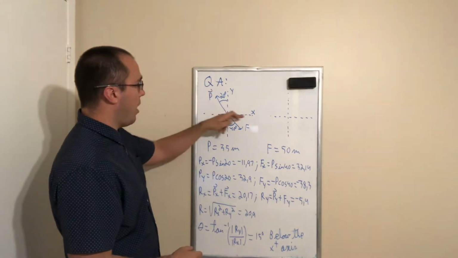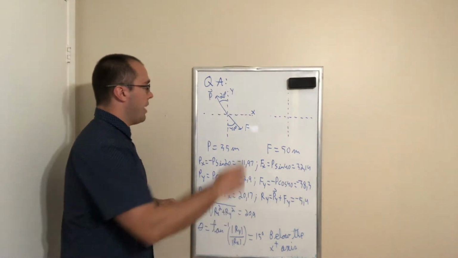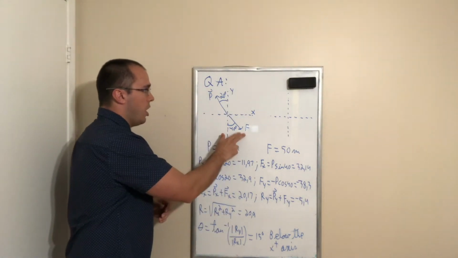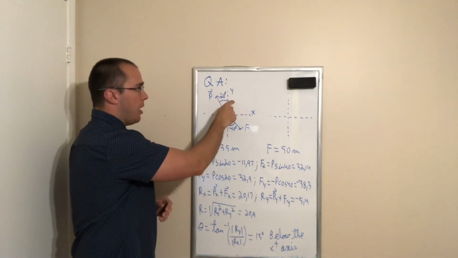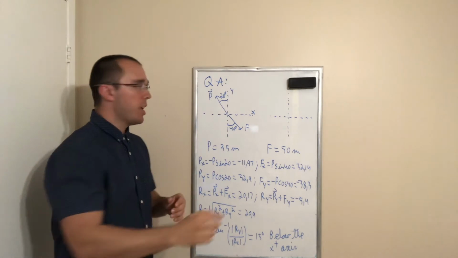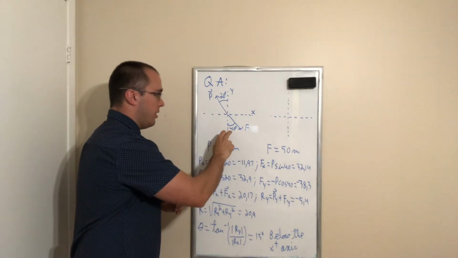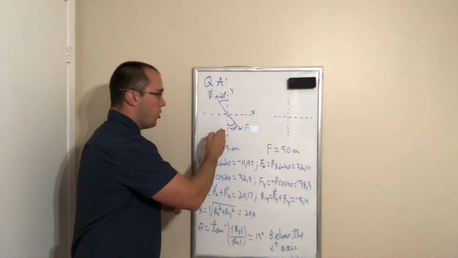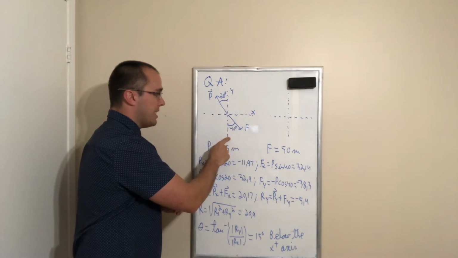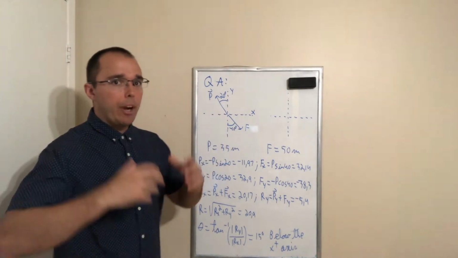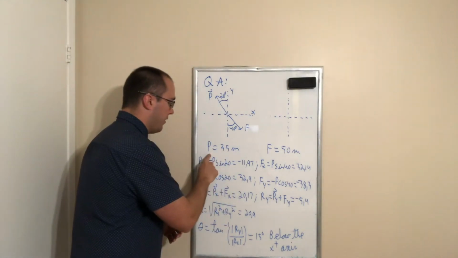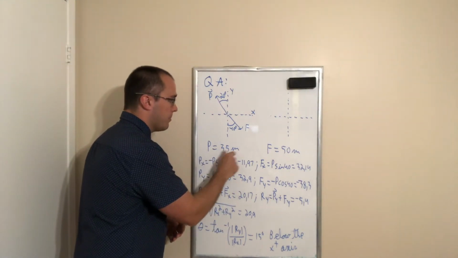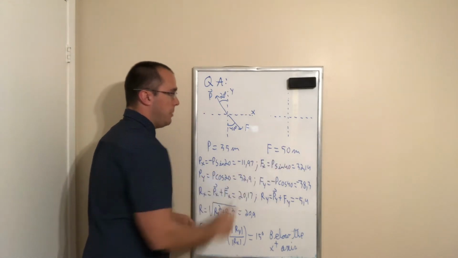We have an XY axis and we have vector P and vector F. Vector P has an angle of 20 degrees to the left of the positive Y axis. Vector F has an angle of 40 degrees to the right of the negative y-axis. We are also given the magnitude of both vectors. Vector P is 35 meter. Vector F is 50 meter.